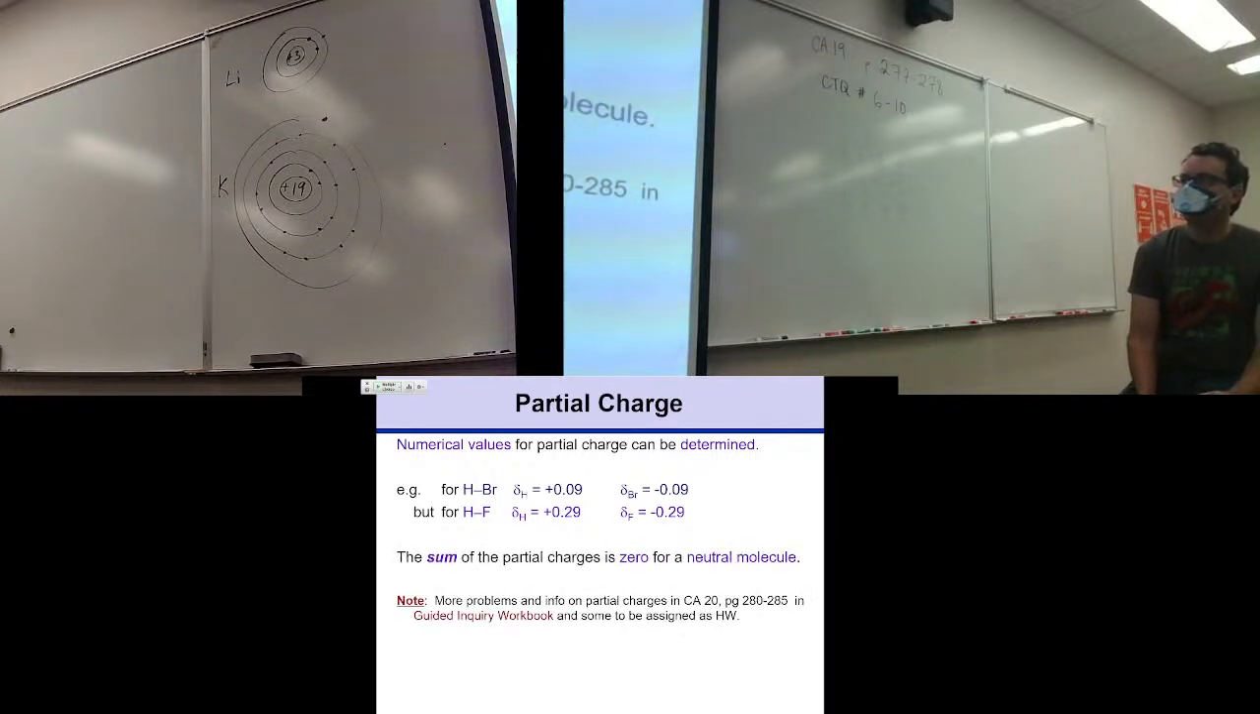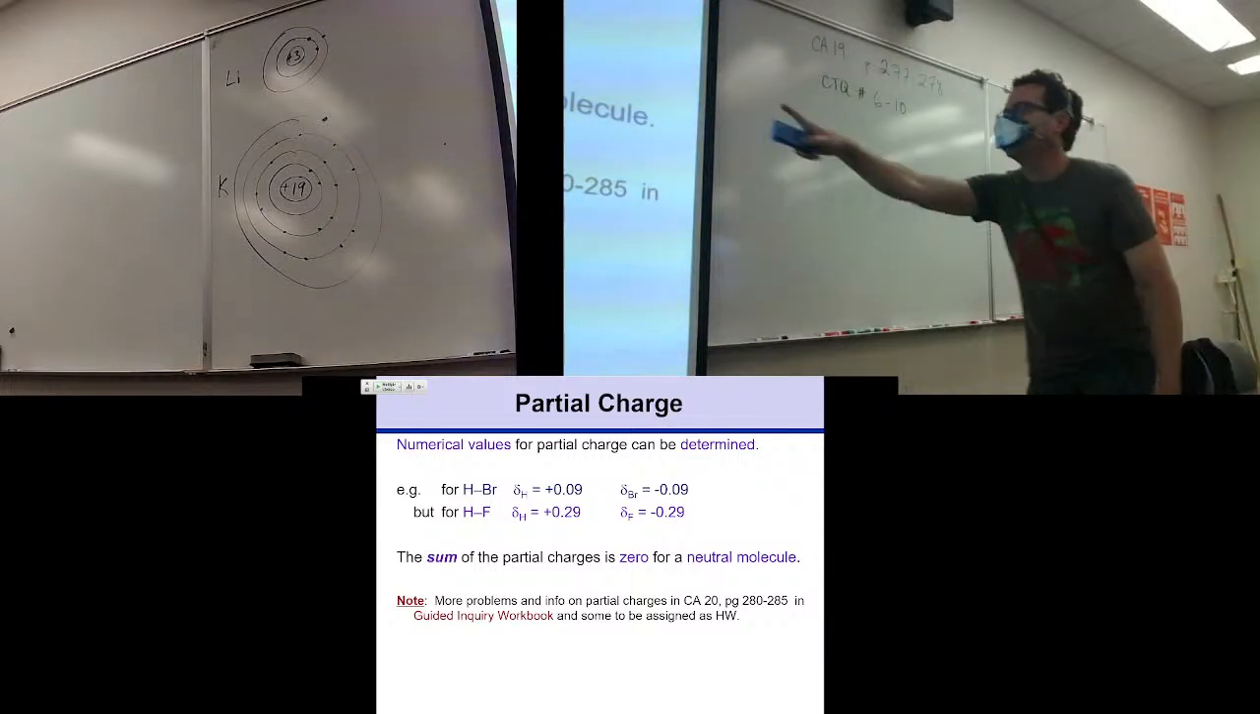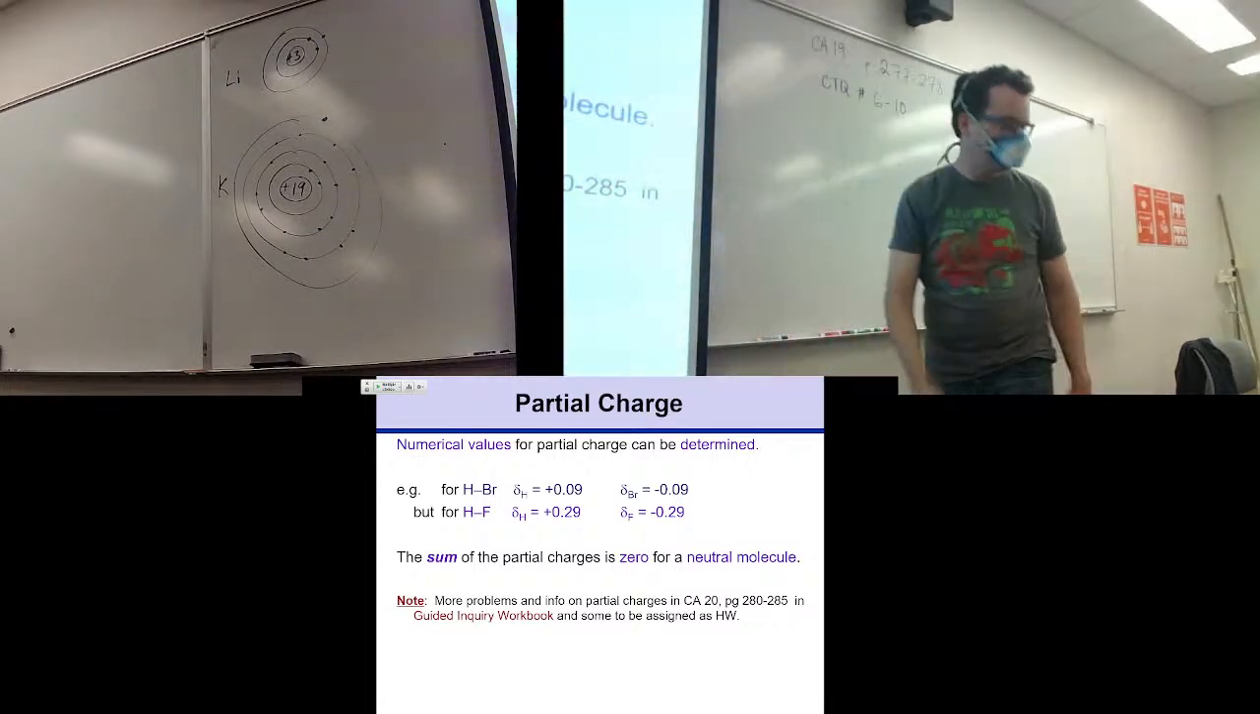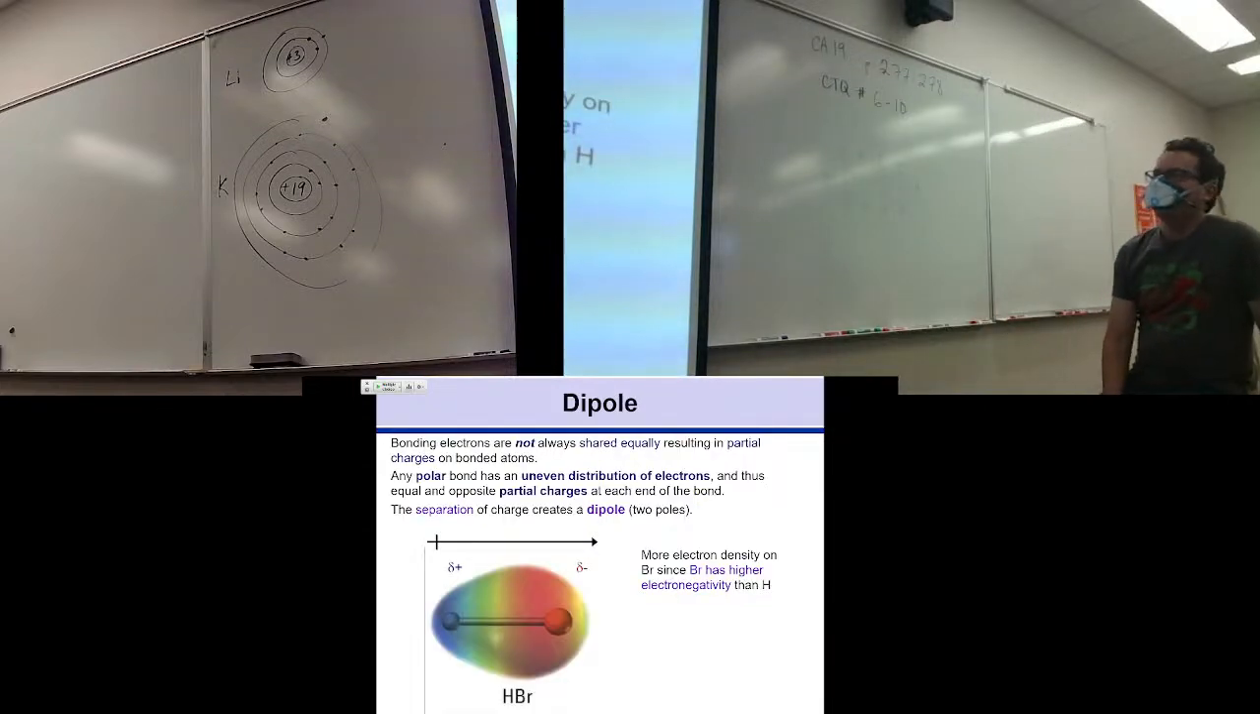Okay? So the one thing to keep in mind is when you look at all these partial charges, they have to balance out to 0 when you're talking about a neutral molecule, right? Neutral molecules have no charge overall, so there shouldn't be any imbalance. So whatever the charge of one side is, has to be opposite for the other side. So HF, the hydrogen side is plus 0.29, the fluorine side is minus 0.29. Balances out.